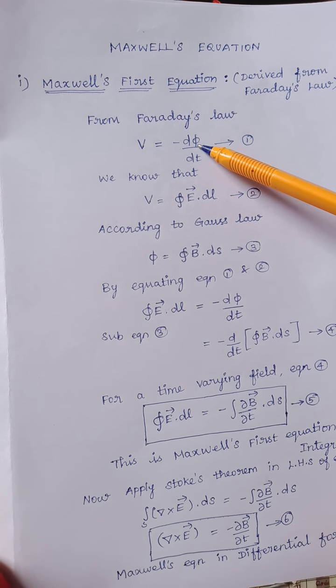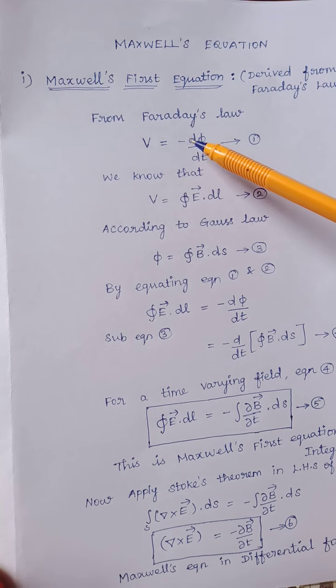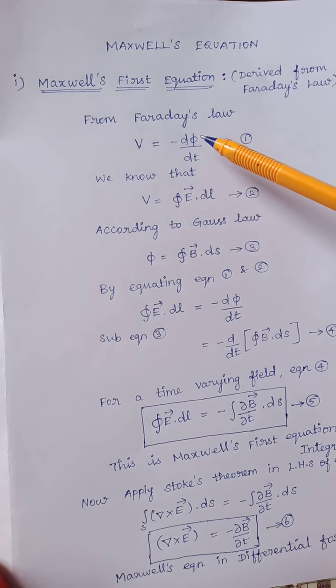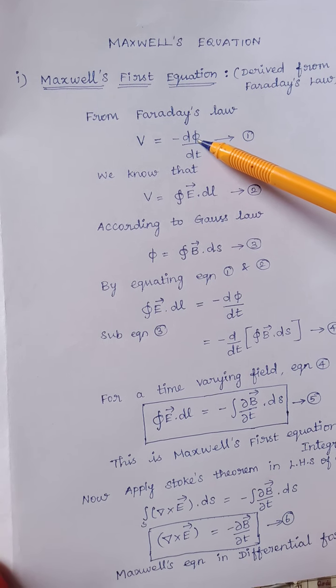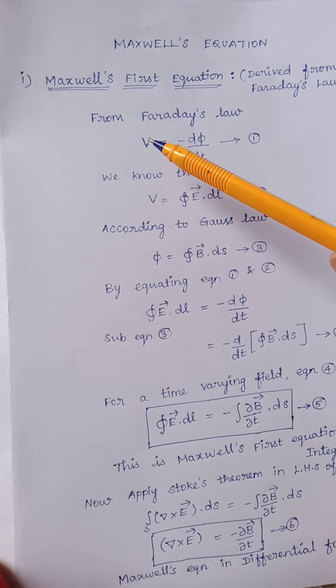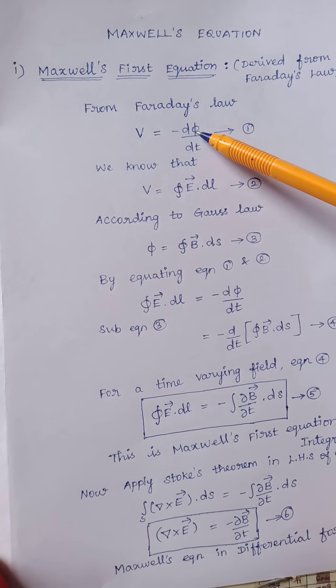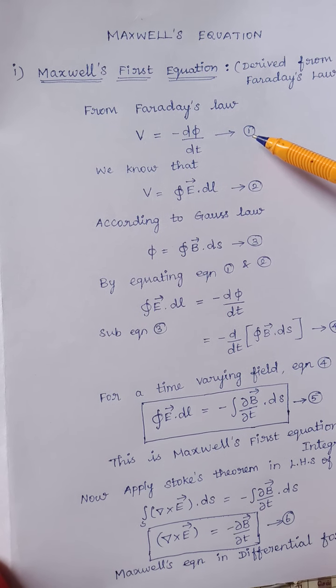Okay, Faraday's law statement is: induced EMF in any closed path is equal to the rate of change of magnetic flux linkage in that closed circuit. This negative sign indicates the induced EMF opposes the flux produced in that circuit. So this is equation number 1.